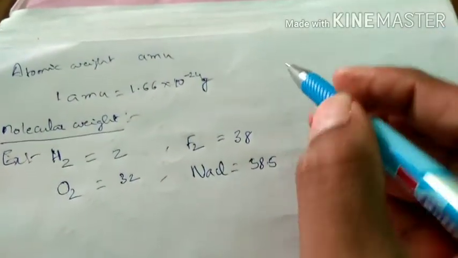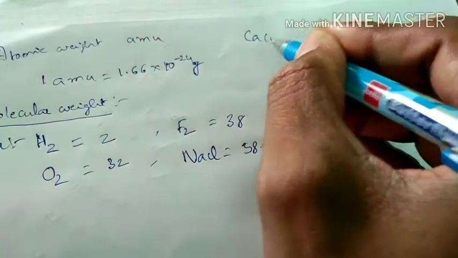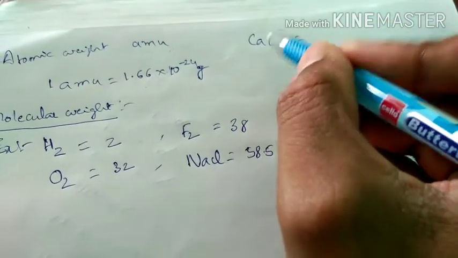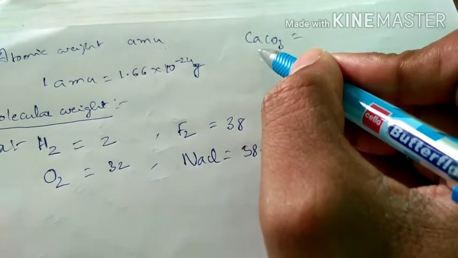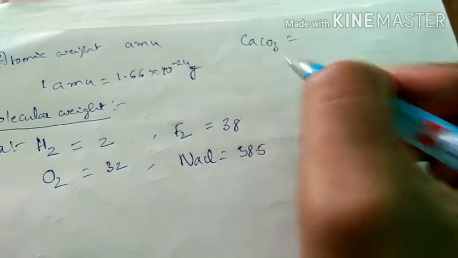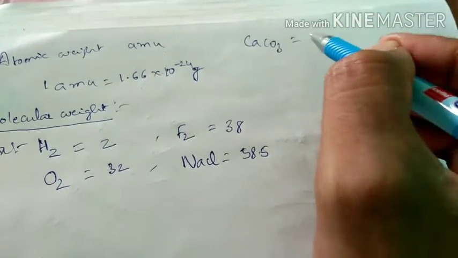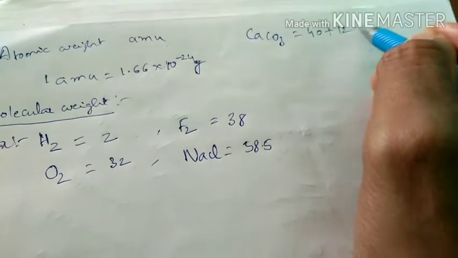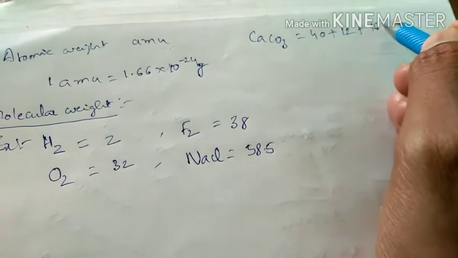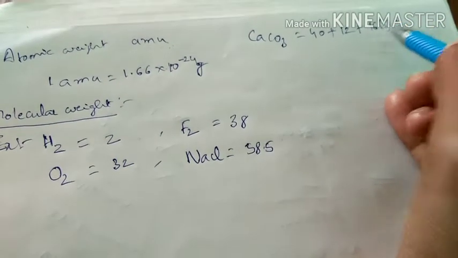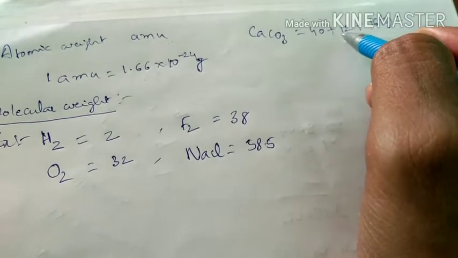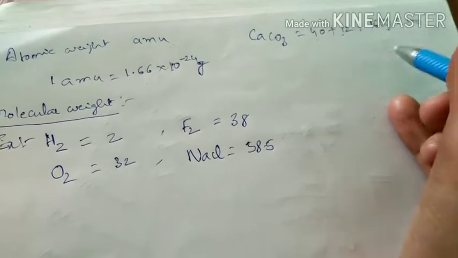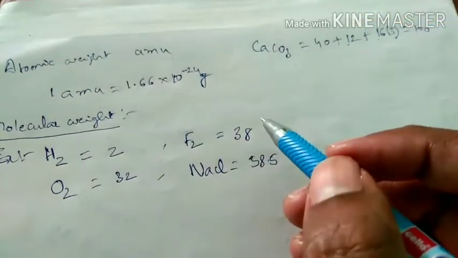There are so many examples regarding this one. Suppose CaCO3. This is a molecule because it contains calcium, carbon, oxygens. So for calcium 40, for carbon 12, for each oxygen 16. How many oxygens are there? 3. Total 16 times 3 is 48 plus 12, 60 plus 40, 100. So this is the molecular weight of CaCO3.